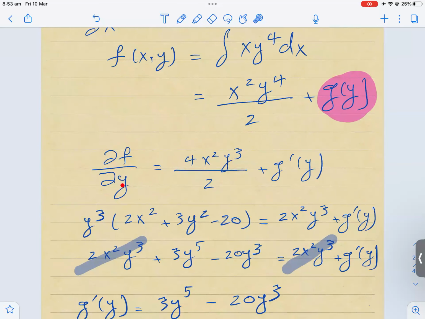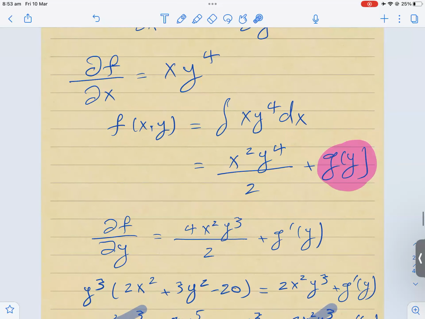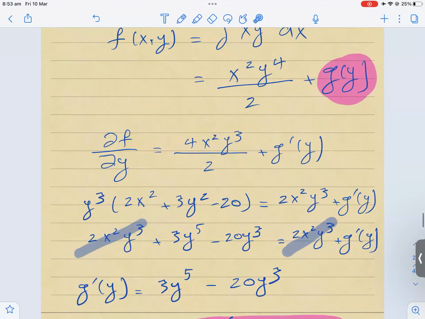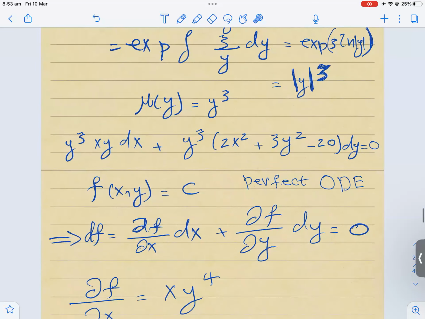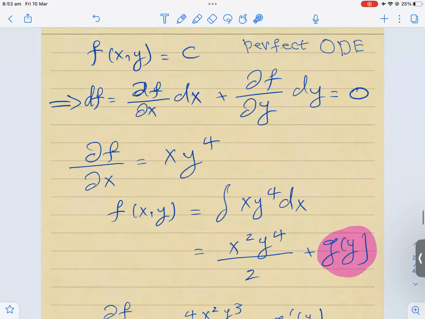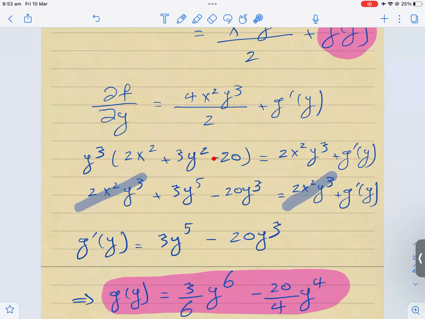So del f over del y, like this one. I've got this one here, and I will take derivative in terms of y. So I will get this one, the right hand side of this one will be this. But what was del f over del y? It was like this one. This one, I can expand it, and I will see some cancellations definitely.